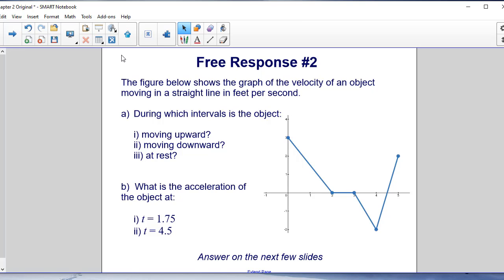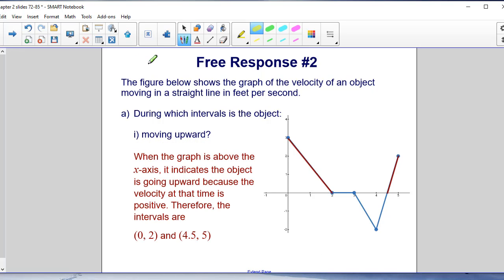Part B is asking what is the acceleration of the object when t is equal to 1.75 seconds, and part 2 when t is equal to 4.5 seconds. Let us explore these two questions.